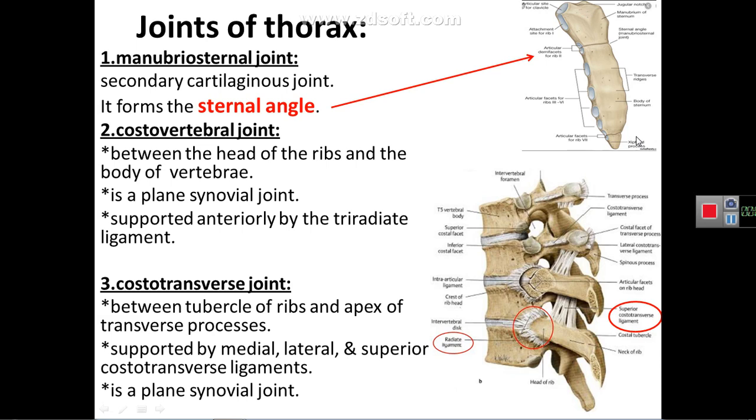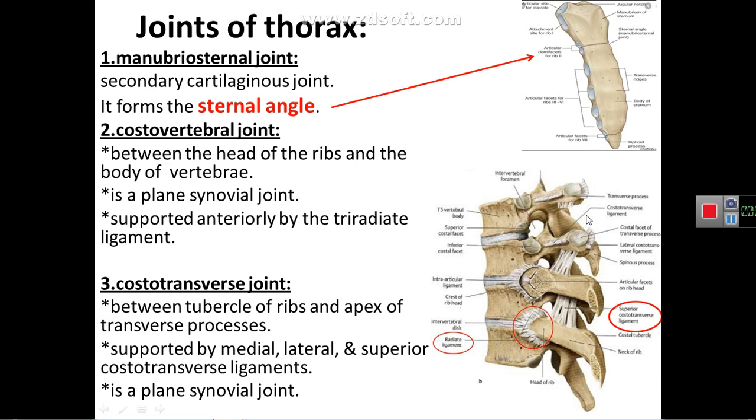The first topic in this lecture is in regard to joints of the thorax. The bones forming the thoracic cage are connected by many joints, including number 1, the manubriosternal joint, which is the joint between the manubrium of the sternum and the body of the sternum. It is a secondary cartilaginous joint, and it forms an angle between the manubrium and the body of the sternum that could be felt on the surface anatomy of the chest wall. This angle is called the sternal angle of Louis.